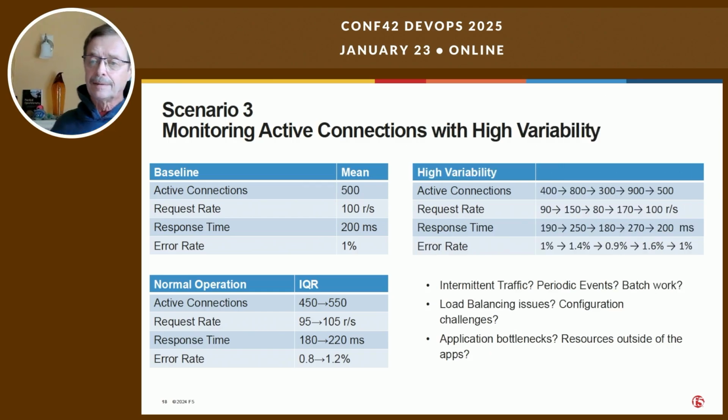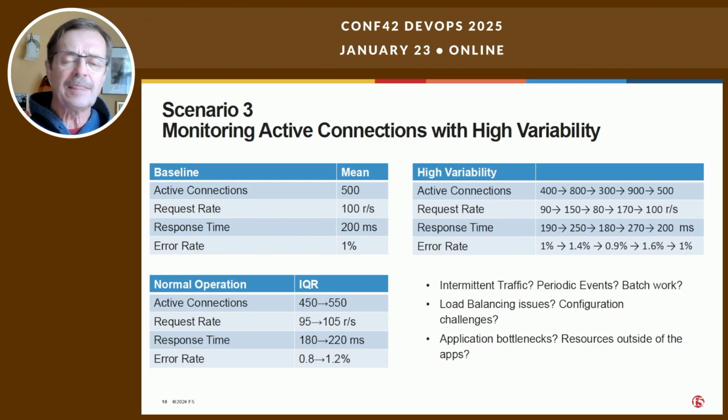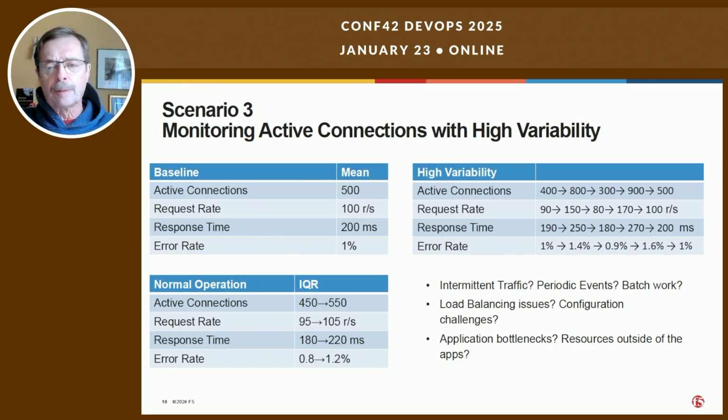And then also in connections, all of a sudden, things are just bouncing all over the place. You don't quite understand, but you look at this and your connections are going 400, then they double, then they drop down, then they triple, and then they go back to the mean, and you're all over the board. And each of these things, by the way, does tend to impact the other things. More connections usually means a higher request rate, which usually means more response time, which can mean an increase in errors. But you've got intermittent traffic.